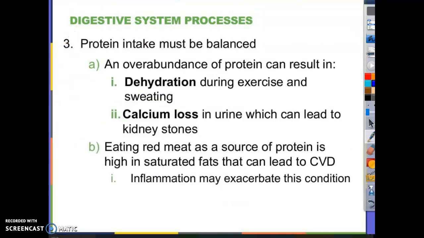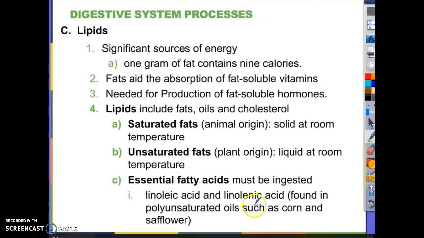Consuming too much protein, however, is also a little bit of a concern. It can cause dehydration during exercise and sweating, and also calcium loss in the urine, which can lead to kidney stones. So you have to balance it. I tend to eat higher protein. I feel better if I eat higher protein, but I need to be careful that I'm also getting my fruits and veggies. Quick overview, and I'm going to let you read this on your own.